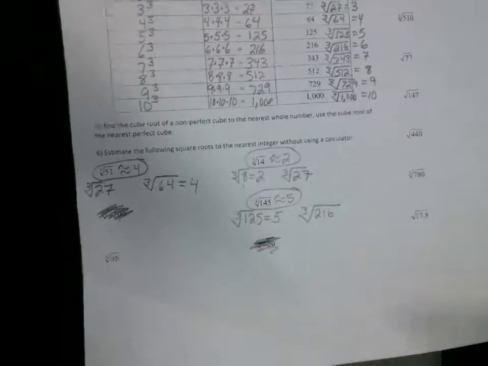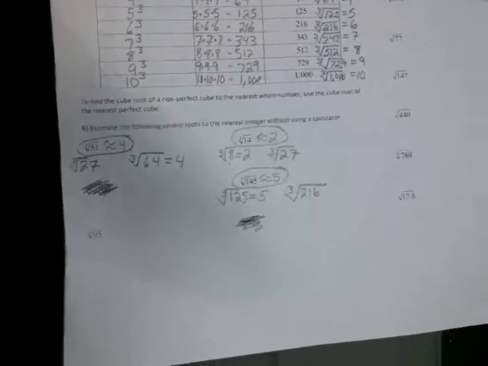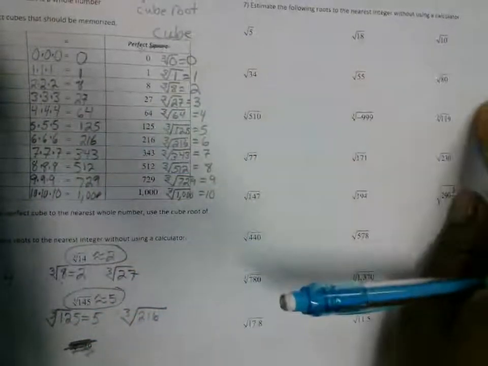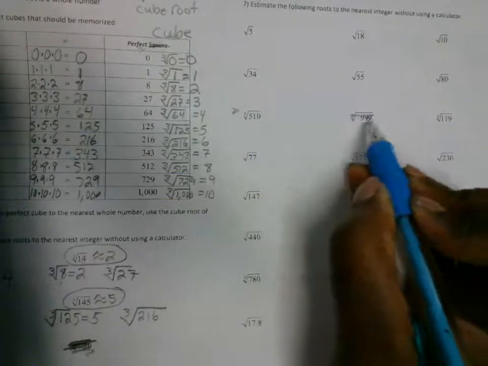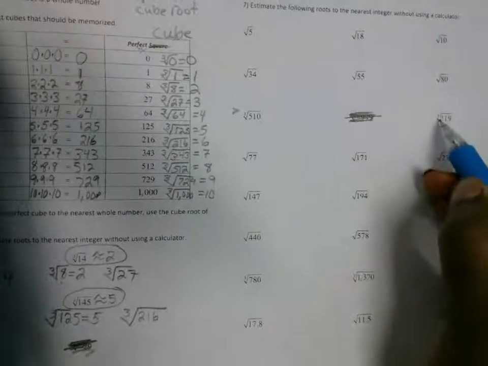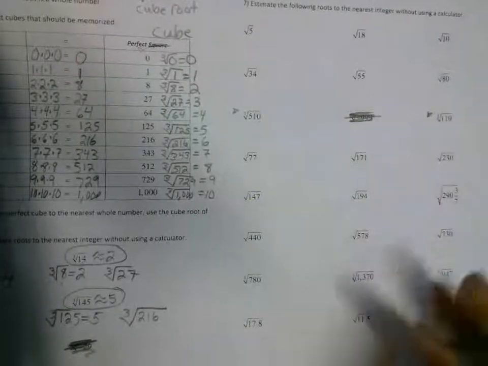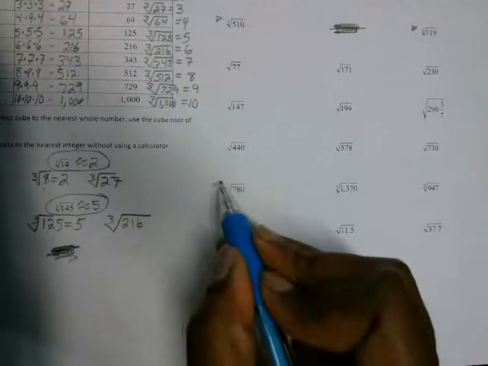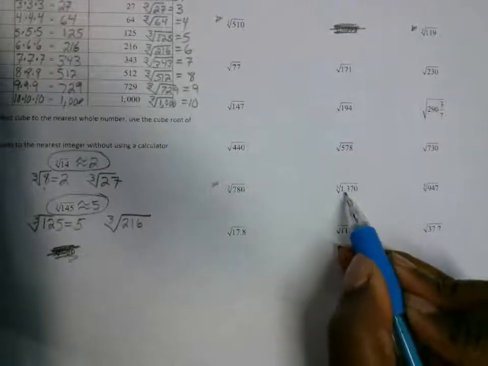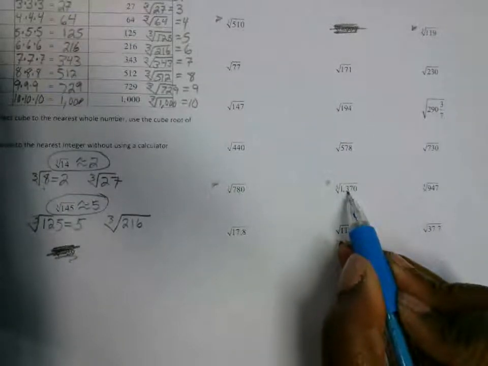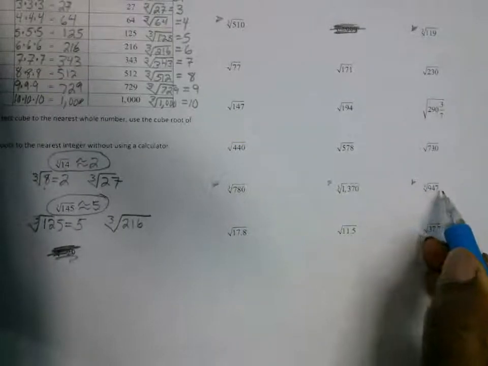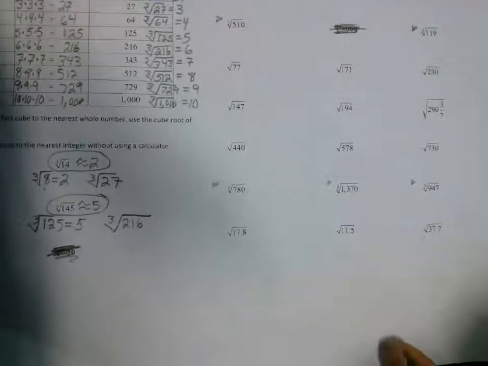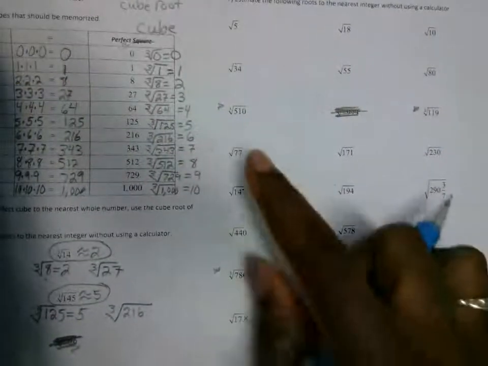All right, so these are the ones I want you to do. I'm going to put a star beside the ones I want you to do. These are square roots. We've already worked on some square roots. I want you to do this one, cube root of 510. Mark this one out. I want you to do cube root of 119. Put a star beside it. I want you to do cube root of 780, cube root of 1,370, and cube root of 947. I want you to do those cube roots, the ones with the stars. Let's do those now, please.